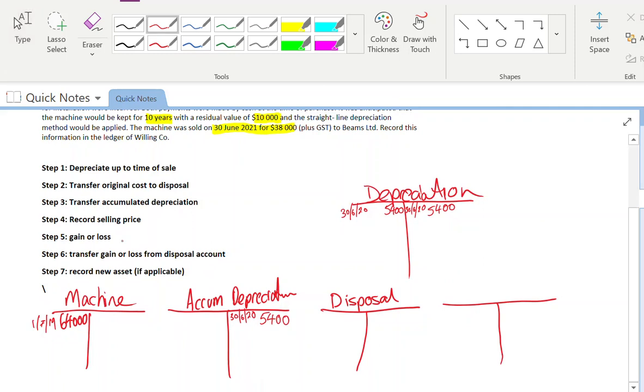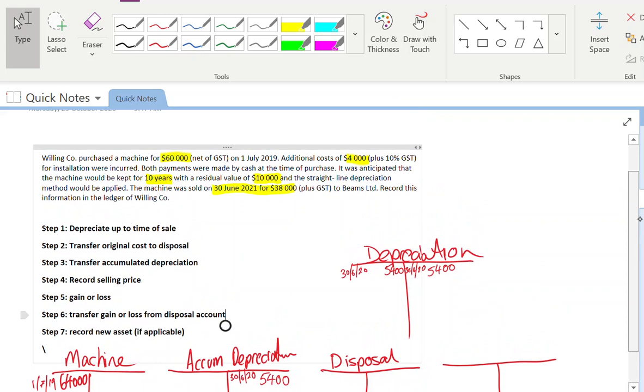We're going to record the selling price, working out whether we make a gain or loss, then transfer that gain or loss to the disposal account. Then we're going to record a new asset. Okay, so let's do this.